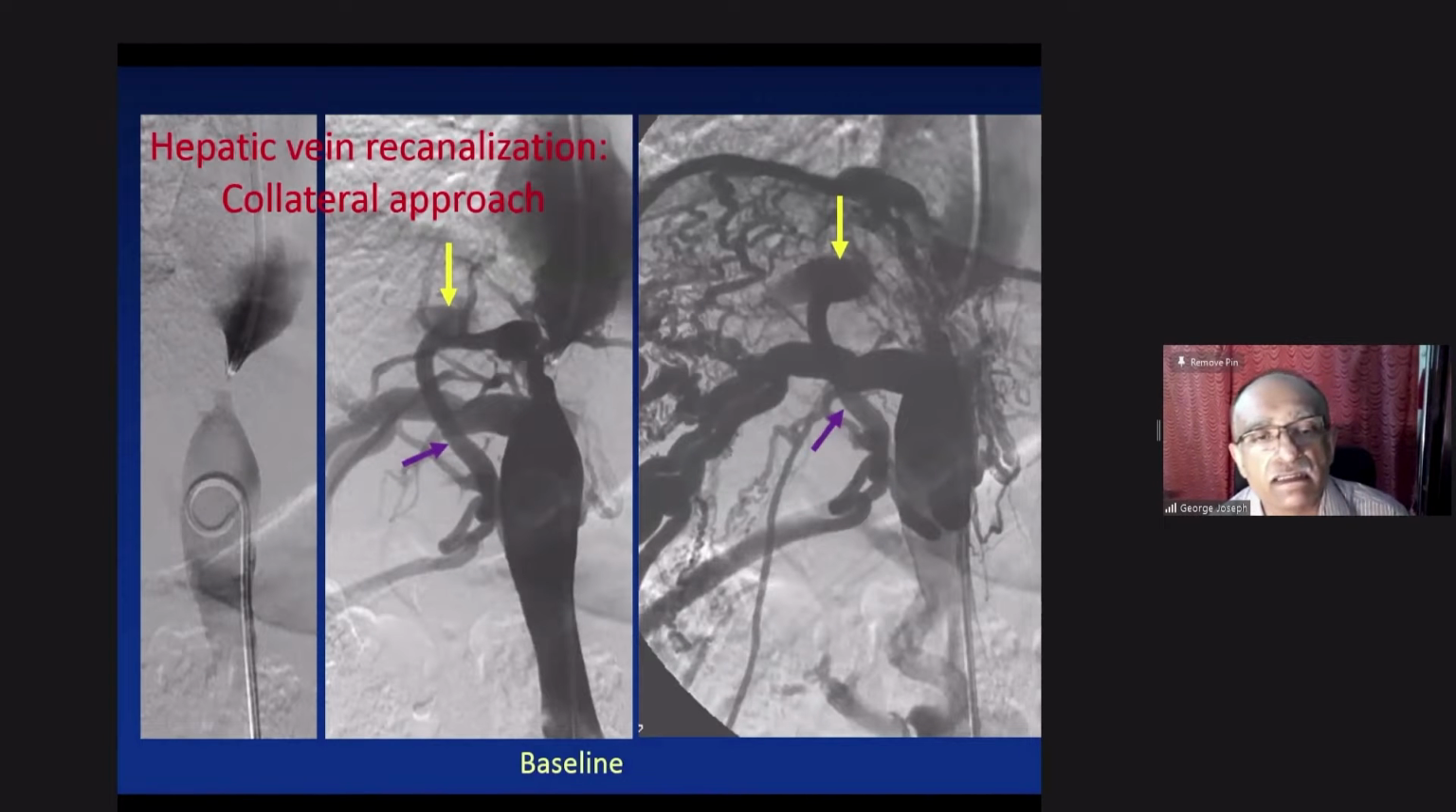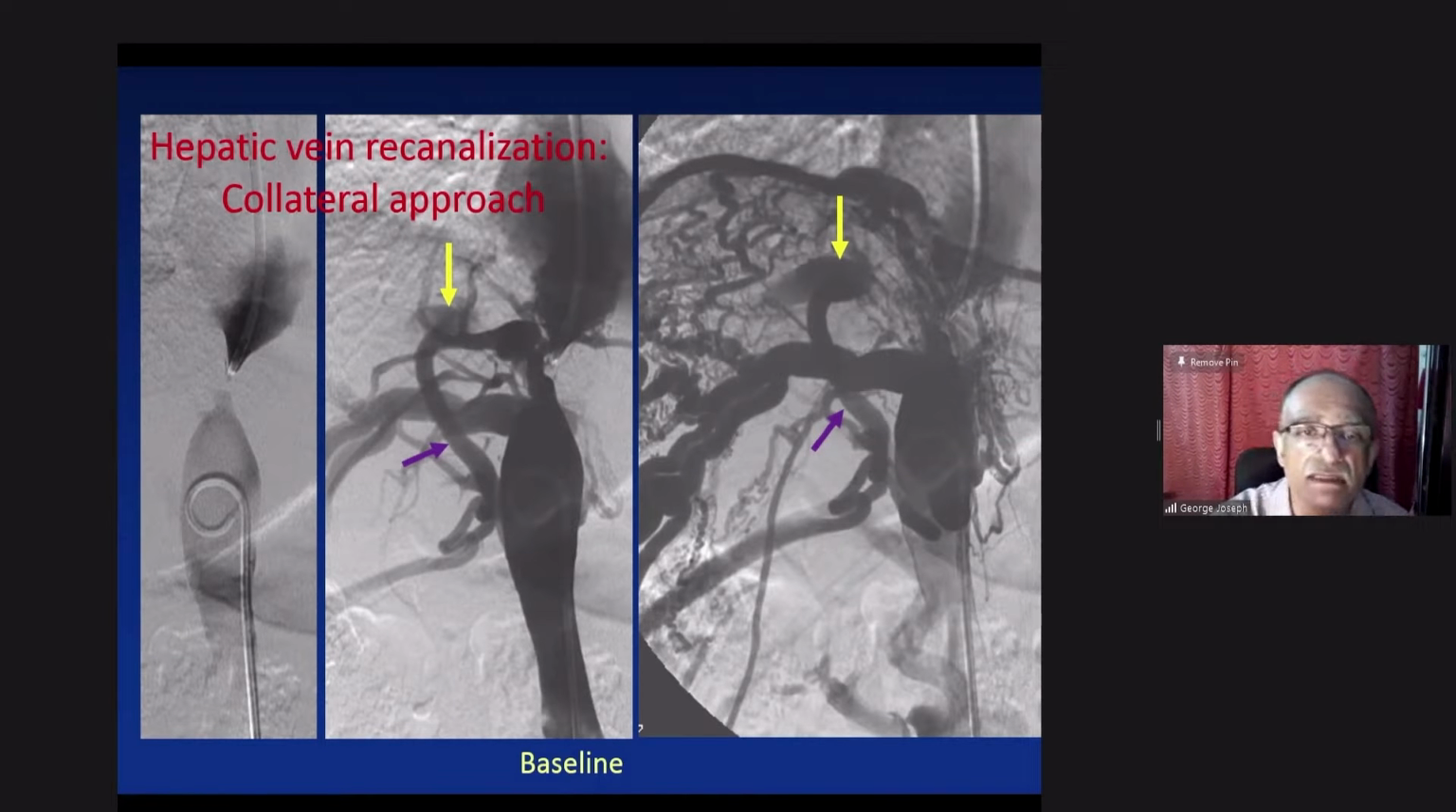And the third approach is the collateral approach. Here's an example of a patient who had IVC obstruction, occlusion, and hepatic vein occlusion. And the yellow arrows show the patent hepatic veins within the liver. And the purple arrows show a large collateral from the IVC below the obstruction going into the hepatic vein, which is patent within the liver. So this is draining the hepatic venous system.